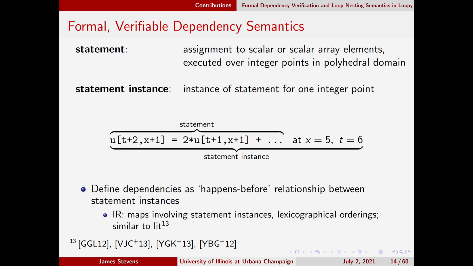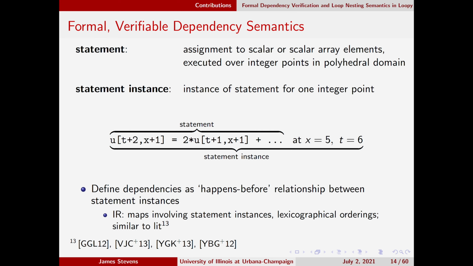And in our wave equation example earlier, we specified a statement that includes iteration indices x and t. And when we execute that statement for one particular pair of x and t values, that is a statement instance. We define dependencies as happens-before relationships between statement instances.